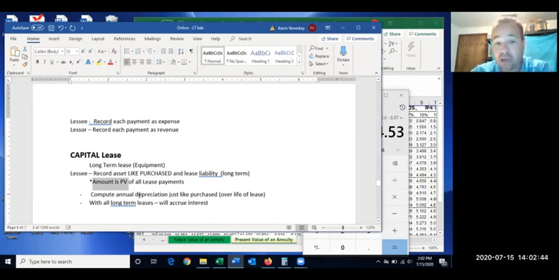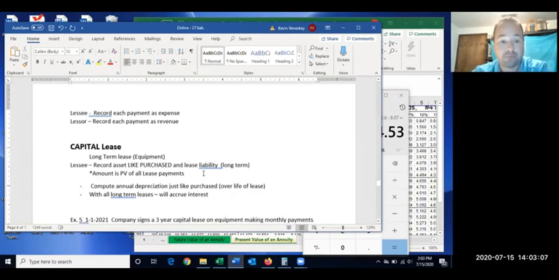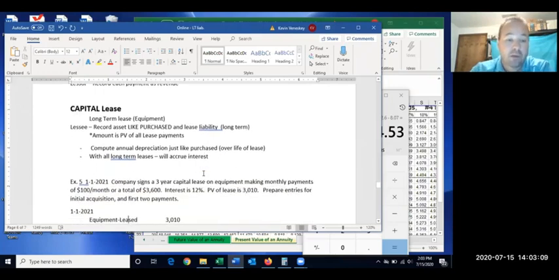And then just like when you buy a machine, you're going to depreciate it just like it's yours. You're going to expense out the cost of that equipment instead of expensing out the payments that you make, because you're not going to call it a rent expense, you're actually going to be owning it. You're going to show that it's an expense by actually using it and depreciating it, just like you would have bought it. Okay, so I've got my example here. We're on the first day of the year. We have a 3-year capital lease, so I go ahead and tell you it's a capital lease.